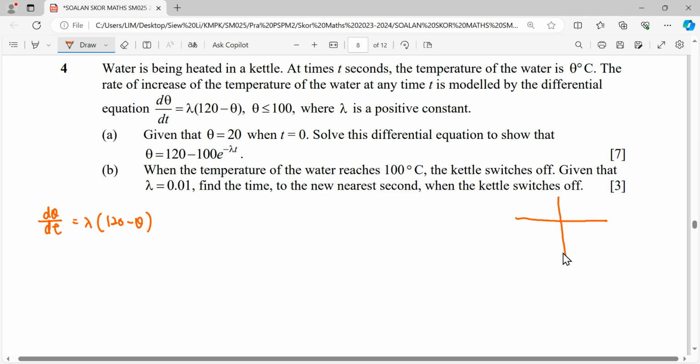So in our story timeline here, you can see our rate of change is d theta and dt. So our variable here is t and the quantity of temperature is theta Celsius. So let's start from question A.